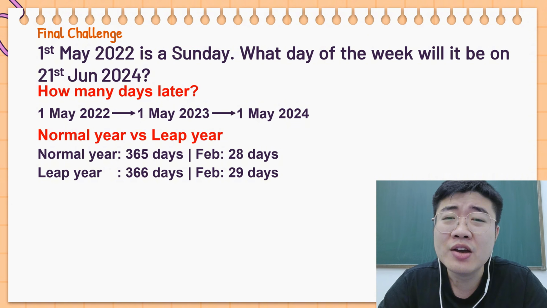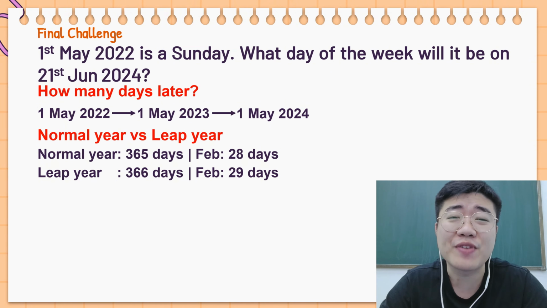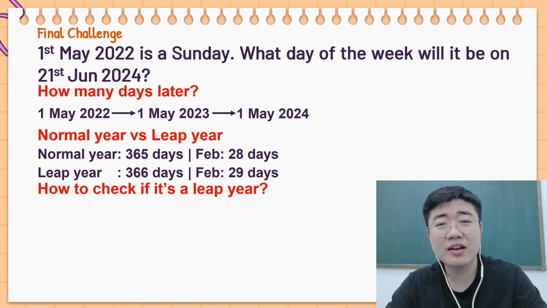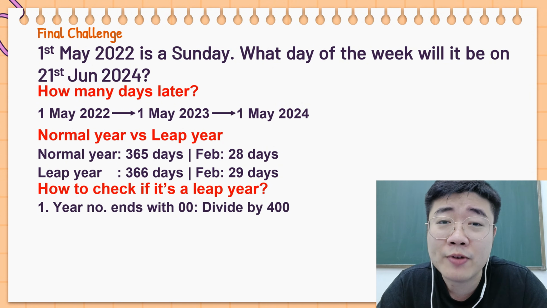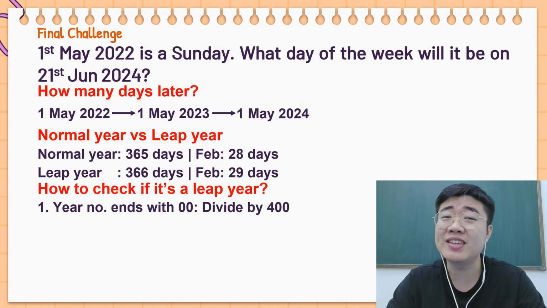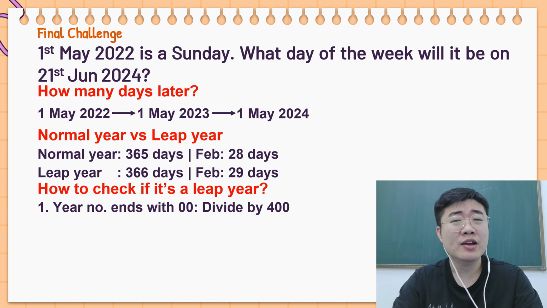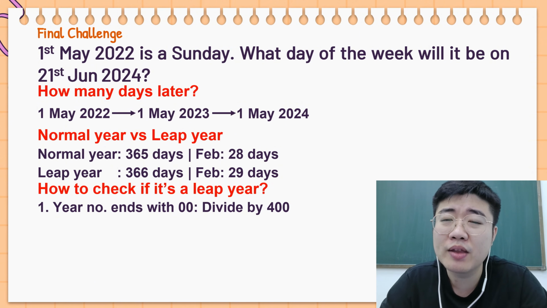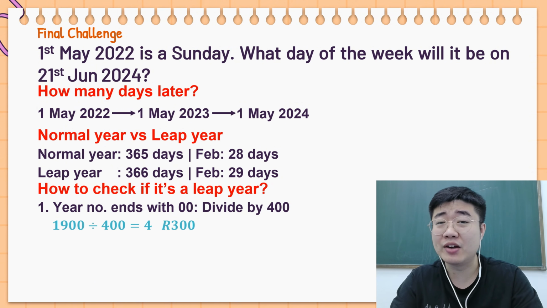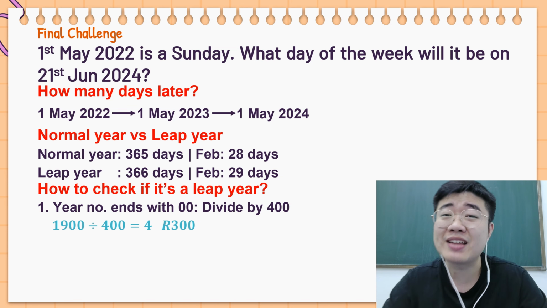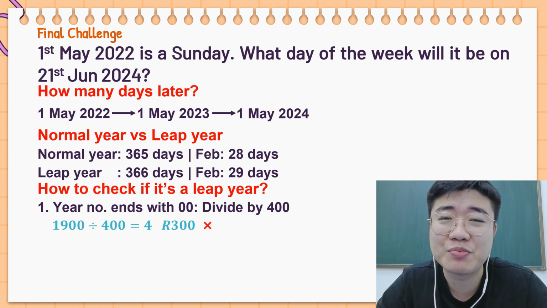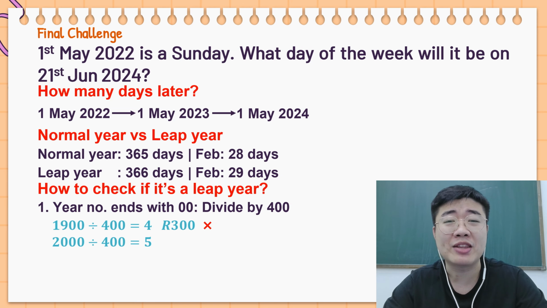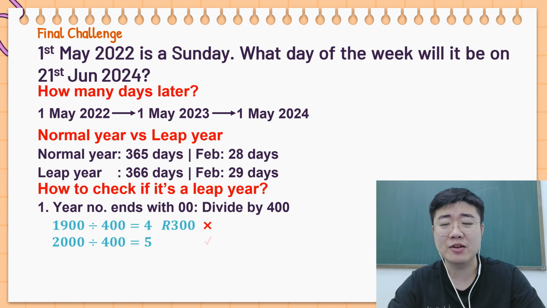After knowing this, we also need to know how to check if a year is a leap year or not. There are 2 cases. First case, the year number ends with 2 zeros, for example, 1800, 1900, 2000. For this type of year, we have to divide the year number by 400. For example, 1900 divided by 400 gives a remainder of 300, so this is not a leap year. Let's put a cross there. For the year 2000, when we divide by 400, there's no remainder, so this one is a leap year.